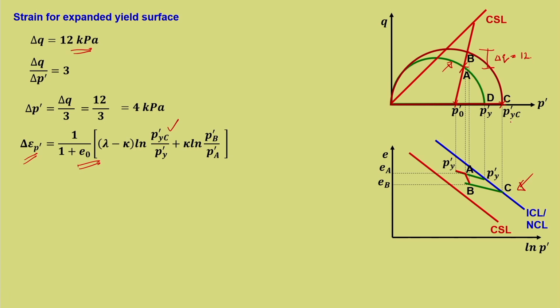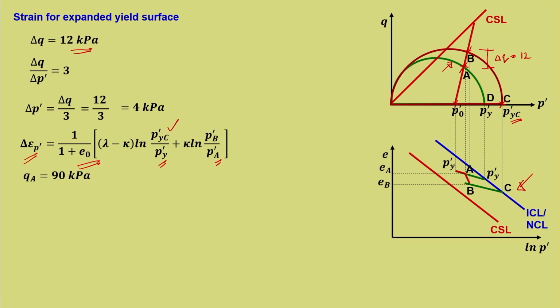P dash yc is the extreme maximum yield or pre-consolidation pressure. P dash y is the previous pre-consolidation pressure. P dash b is the new stress state, that is after yielding, and p dash a is the initial yielding. So, all these characteristics we need to find out. P dash b is known, p dash a is known, p dash yc is not known. So, we need to find out p dash yc.